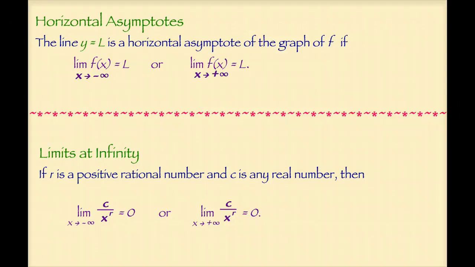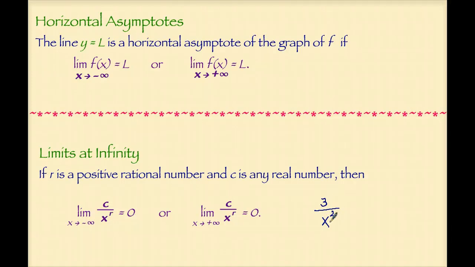But why is this true? Let's think about this rational function. If the numerator is a constant, pick any constant, let's say I have a 3, and the denominator is the variable raised to any exponent, let's just say x squared. What happens as x gets very, very large? 3 remains constant, but x continues to be a larger and larger number, making the fraction very, very small.